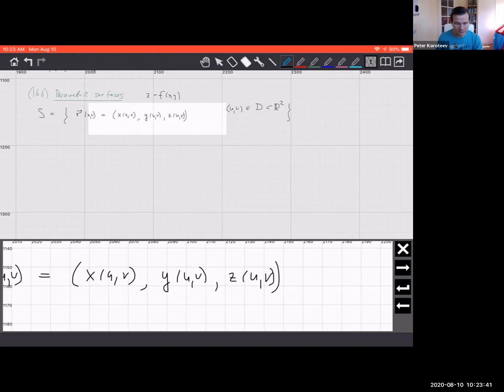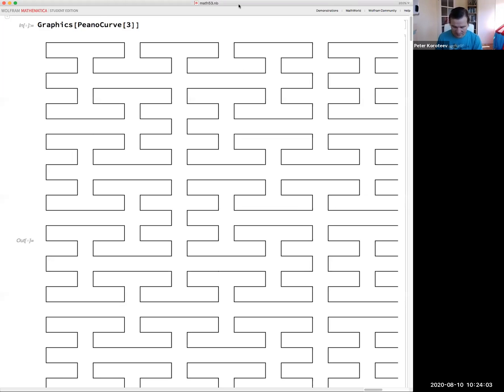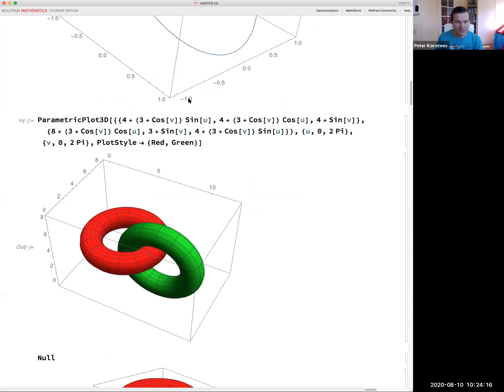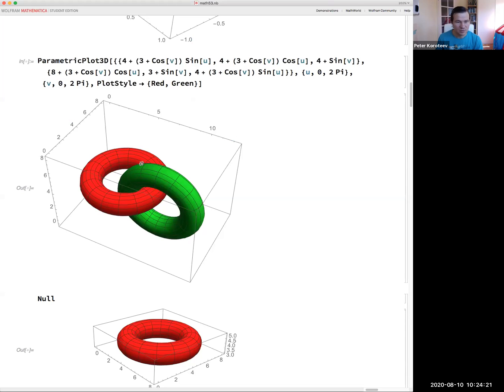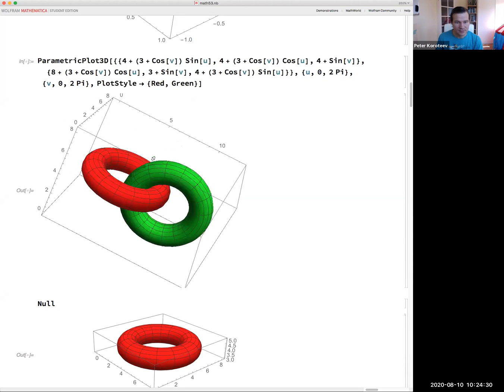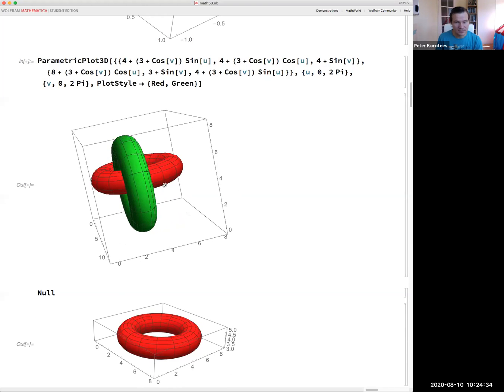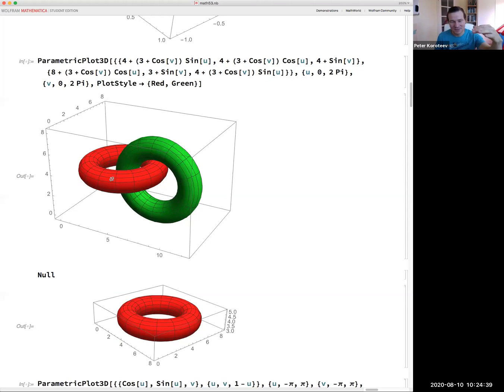So we can look at some pretty pictures in Mathematica. Every time we load Mathematica, we get another pretty picture. Here, for example, this is a parametric surface. It describes two tori. One torus in red, and it links with a torus in green. So there are two tori which are oriented differently. They form what topologists call a link. But we can consider each of them individually.